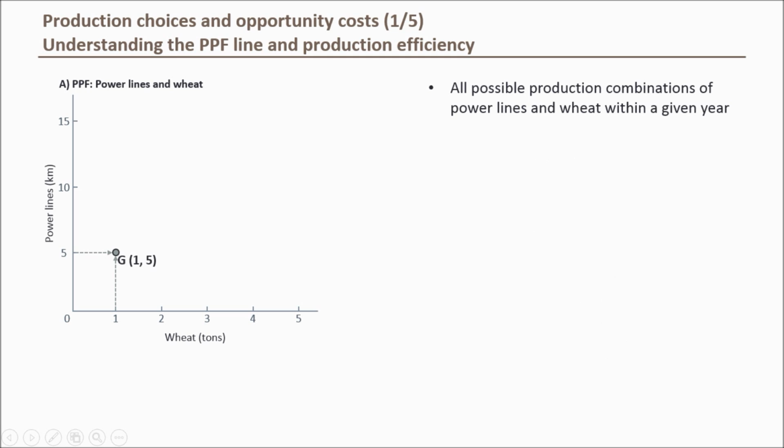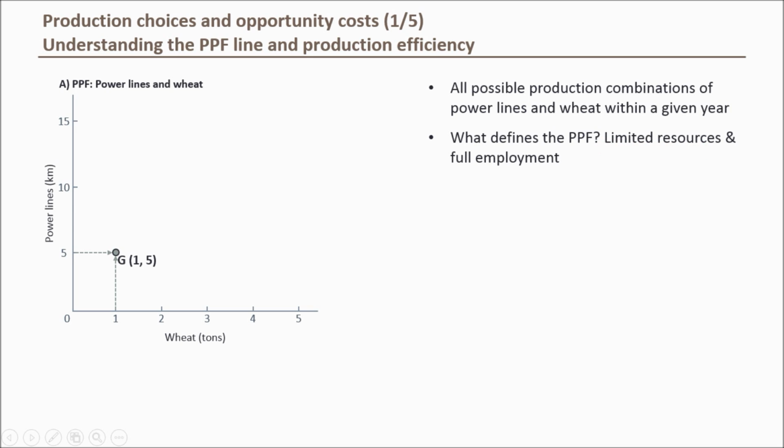Looking back at our PPF, let's pick a random point or production allocation. Point G. Point G represents a production allocation of 1 ton of wheat and 5 kilometers of power lines per year. But recall the definition of the PPF: all production allocations possible. So how do we know where the limit is?